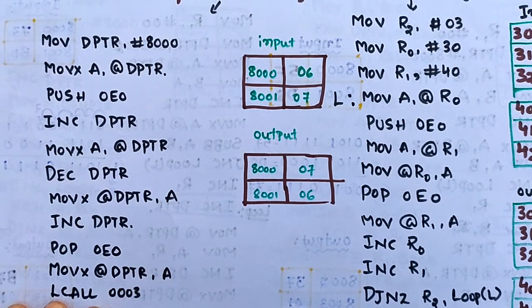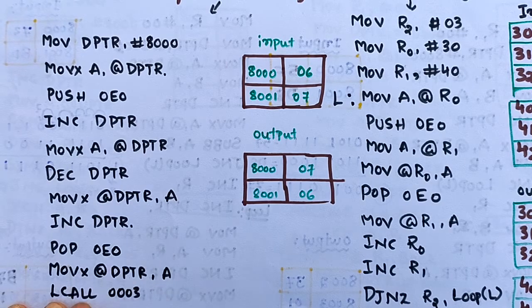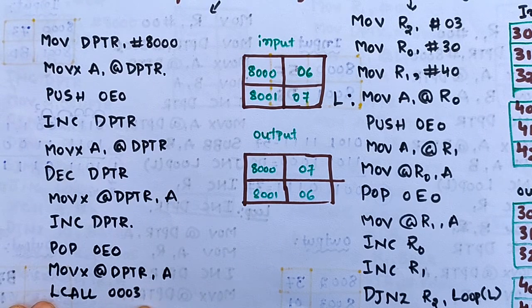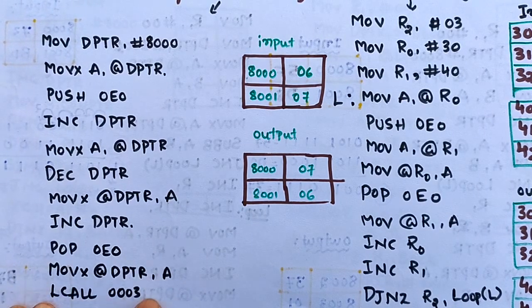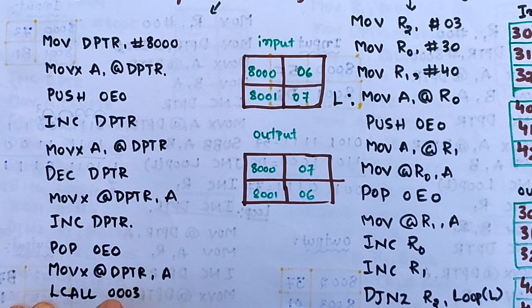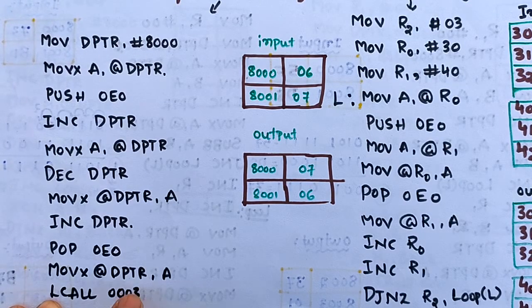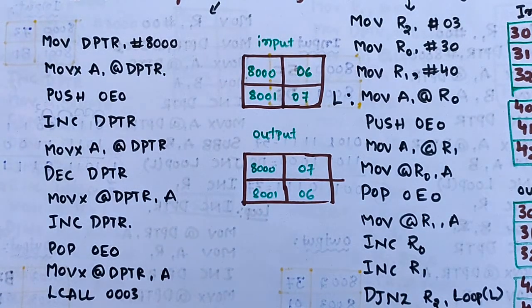In order to terminate the main program, we are using LCALL 0003. This will also halt the program temporarily, or you may also use the SJMP instruction on the same memory location, that is a halt instruction. That instruction also stops the main program. The LCALL instruction is a 3-byte instruction, and we are able to halt the program. So this is the assembly language program to interchange two 1-byte numbers.